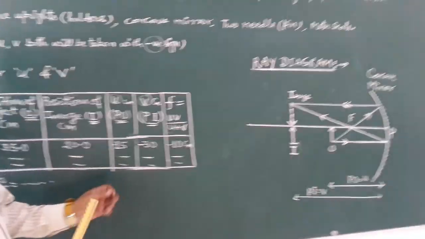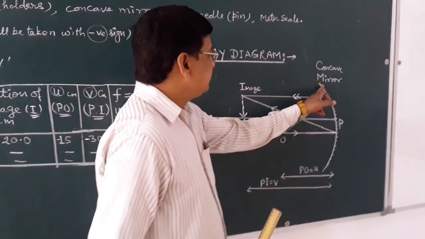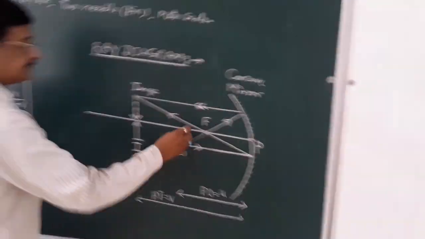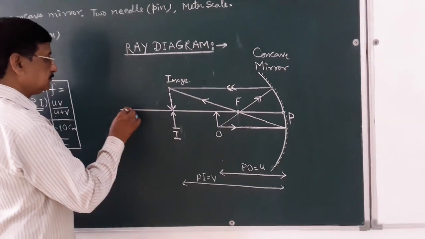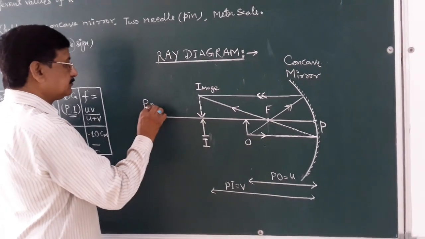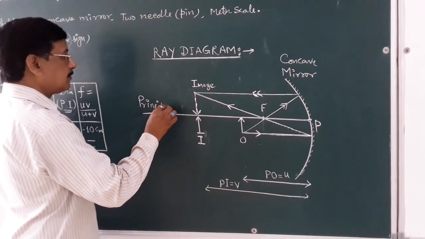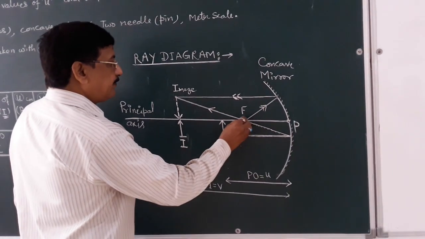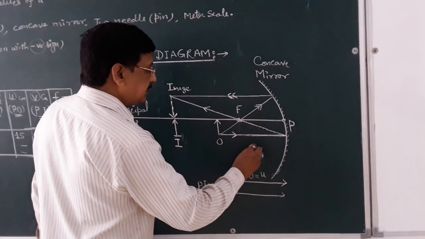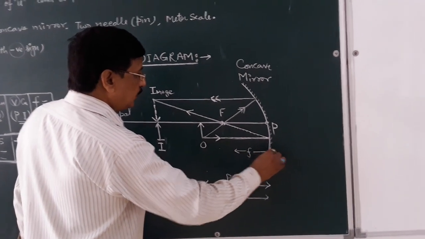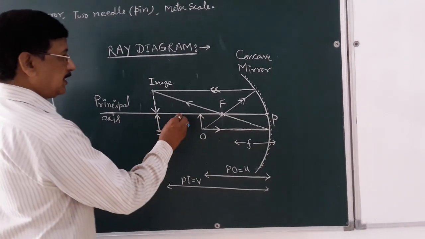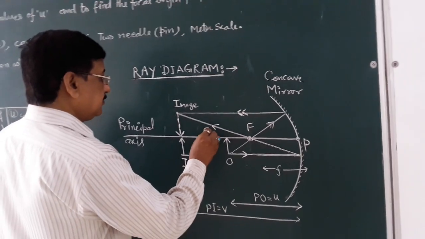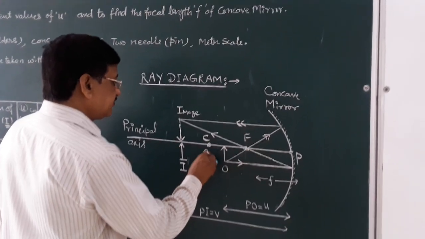Now ray diagram. It is mirror, concave mirror, and it is the pole. This is the principal axis, and this is focus. This distance is focal length, pole to focus point, and it is our 2f, or say center of curvature C. C is always equal to 2f.